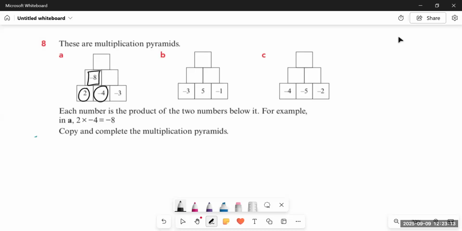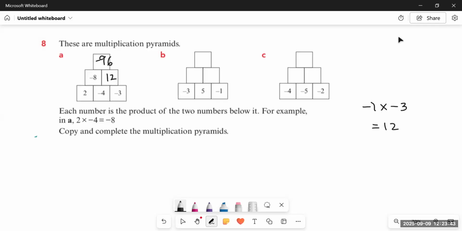So we are going to write down the answer of the two numbers adjacent to it just above it. So 2 multiplied by minus 4 is minus 8. Next, we are going to take minus 4 multiplied by minus 3 would be positive 12. Okay, so we will write positive 12 over here. Next, we have minus 8 multiplied by 12. So we know that 8 12s are 96. So minus 8 multiplied by 12 would be minus 96.